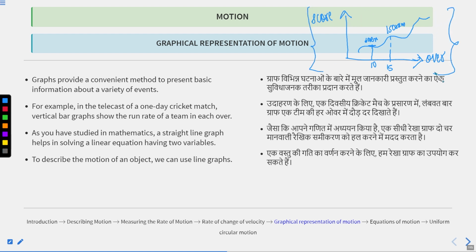This type of graph gives us an overview of how a team is performing, how much score it is making in which over. Sometimes they show it as a curved graph, or in the form of a bar graph. These graphs contain information about how the match is going on. Similarly, in the chapter on motion, to understand speed and velocity, we will take the help of these types of graphs. So we will study the graphical representation of motion.